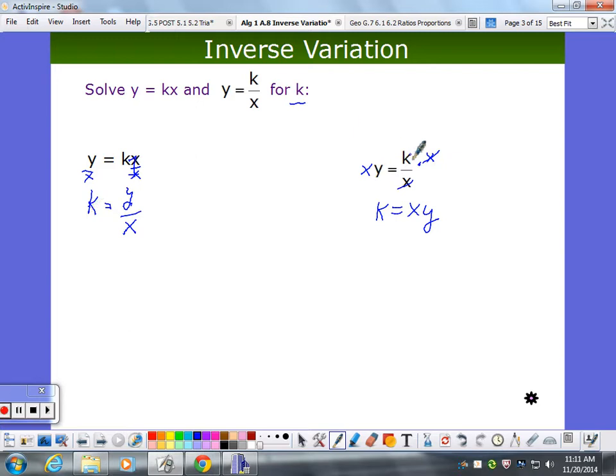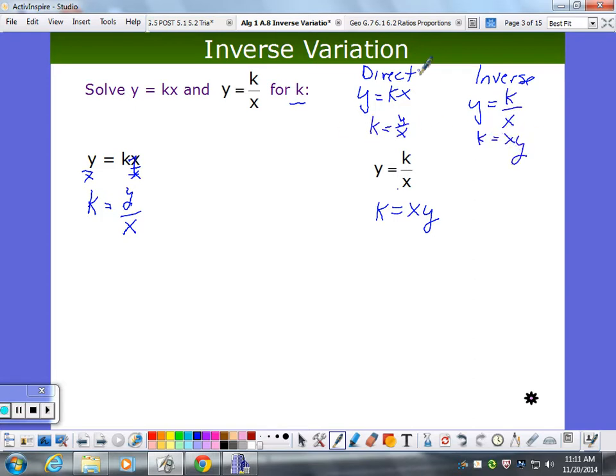If you have y equals k over x, then you multiply these two variables to get k. So it seems confusing. My recommendation is whenever you're working problems, take out a piece of scrap paper and make two columns, one for direct and one for inverse. Write out your basic equations, then solve for k for both of them, and then refer to it. That way you're not going to make a mistake. Make your own little formula sheet.